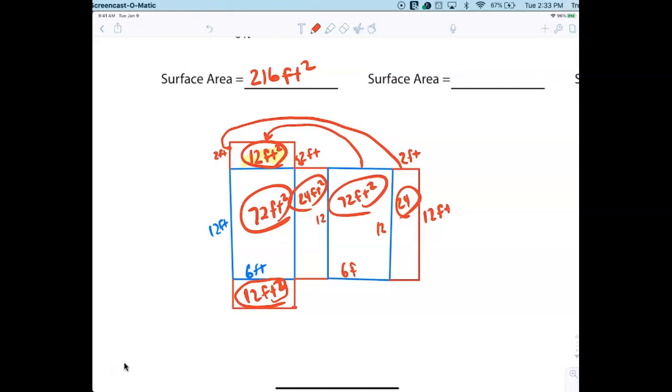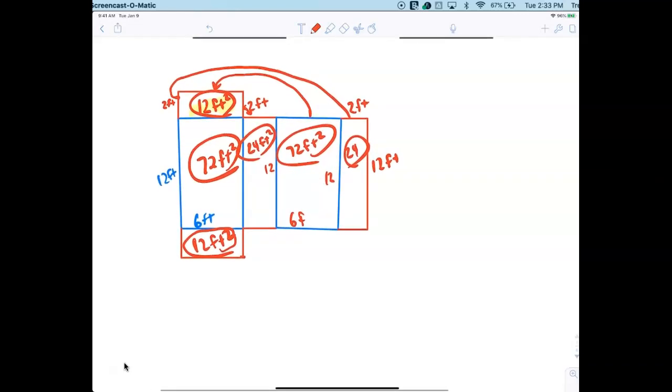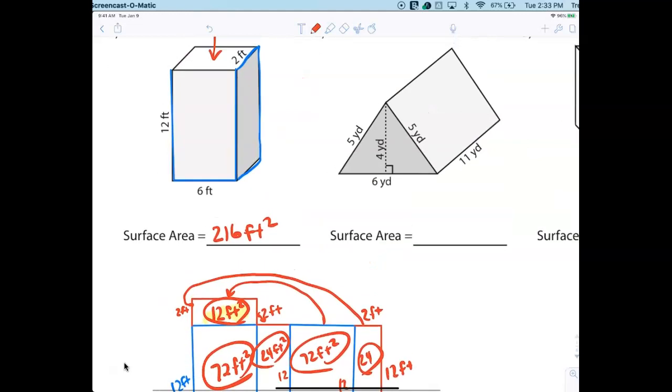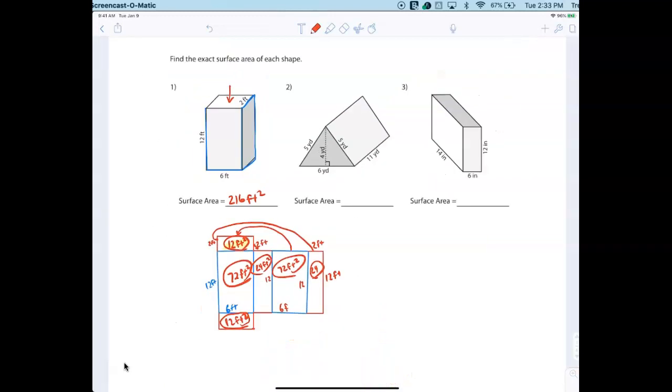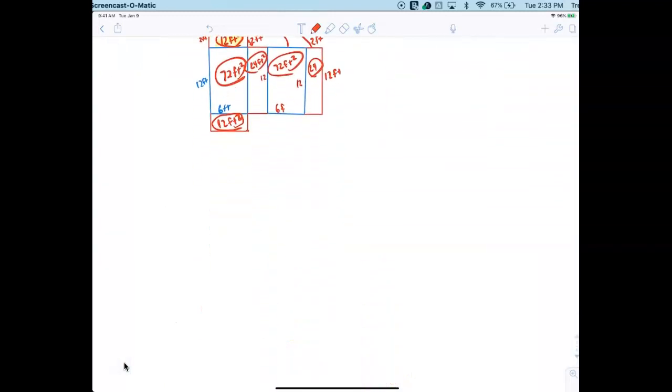Now, the formula we're going to talk about, all right? If I was looking at this shape right here, how many bases are there in this figure? Always in a prism, there's always what? Two bases. And are the bases the same in this prism? Yes.